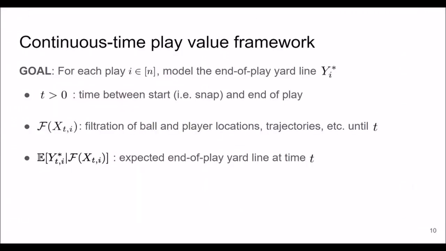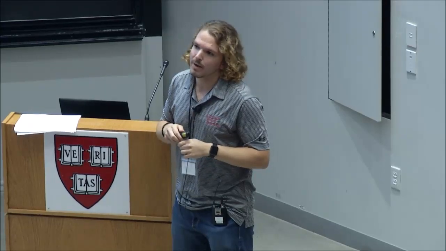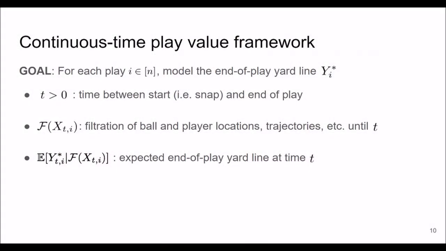We're going to take a continuous time value framework, and denote the time throughout the play as t. Ultimately, all we really care about for football is the ending yard line of the play. That dictates the next down, the next yards-to-go situation, et cetera. We don't need to know the exact XY coordinate that the player ends up at, just the X along the field. What's the yard line? So we care about modeling that end-of-play yard line.